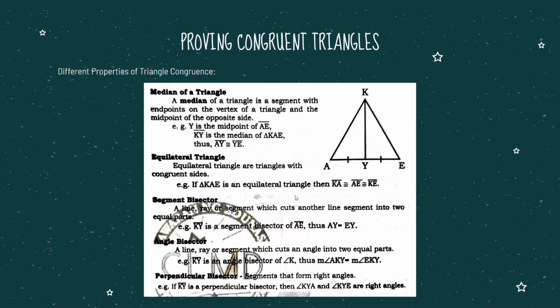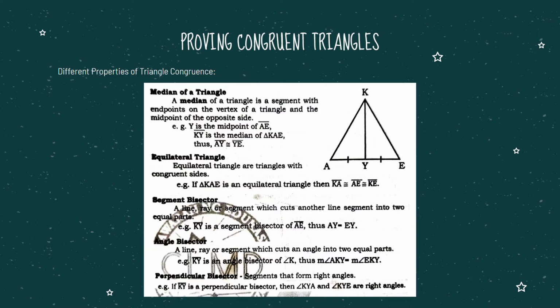Next, we have the equilateral triangle. Equilateral triangles are triangles with congruent sides. For example, if triangle KAE is an equilateral triangle, then all of its sides are congruent to each other. For example, line segment KA is congruent to line segment AE is congruent to line segment KE.